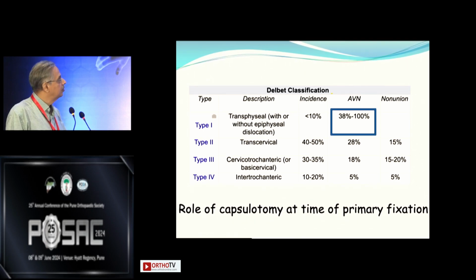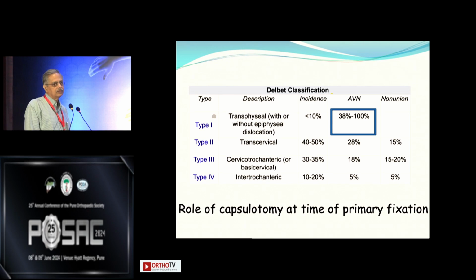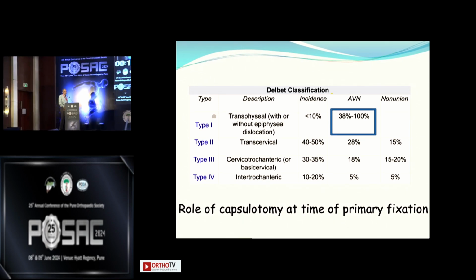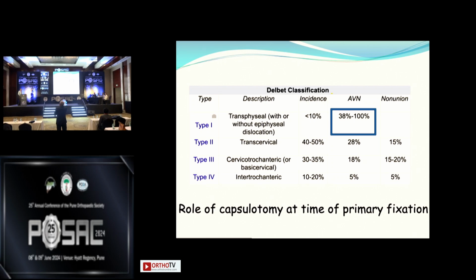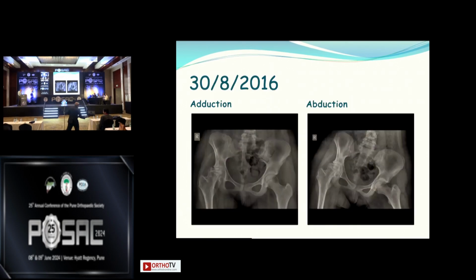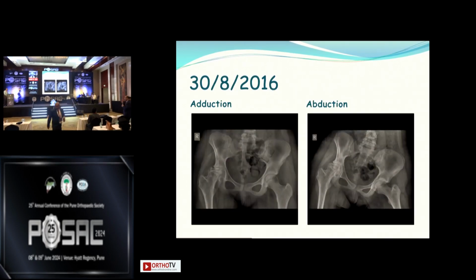So the percentage of people going into AVN is one thing. If you assume that it is going to go into AVN and you keep them non-weight bearing, the phase of avascularity converts to a phase of vascularity and the head is saved. I've done this 2-3 times in pediatrics. It works really well. The time is tremendous, 6 months, 8 months, whatever, but you save the head that way. Okay. Thank you. Ranjit, I'll continue.